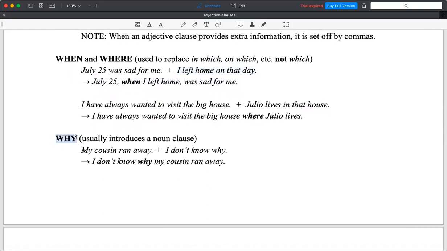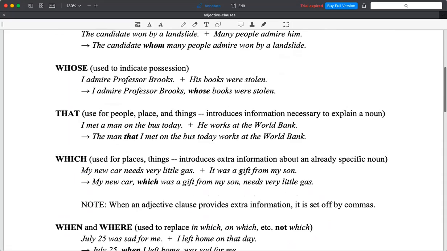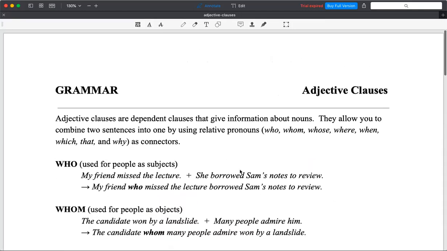We also use why as the pronoun, which usually introduces a noun clause. My 2 short sentences would be, for example, my cousin ran away, and I don't know why. In order to do that, I need to combine it with the pronoun why. These words are all considered pronouns. To use them correctly, the place and the type of pronoun are absolutely essential to cross the proper meaning. So I would say, I don't know why my cousin ran away. So these pronouns can interchangeably be used to create adjective clauses.